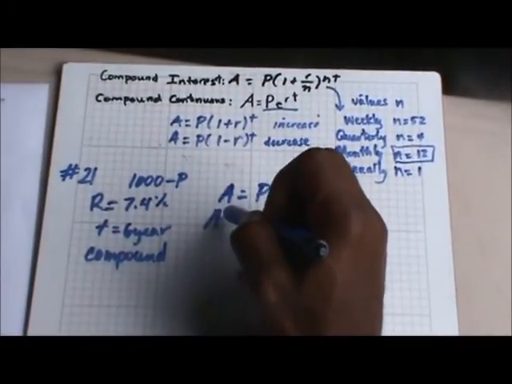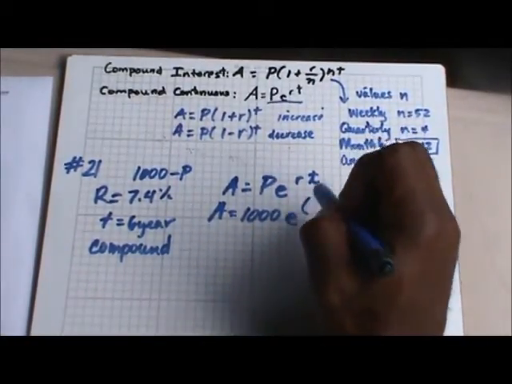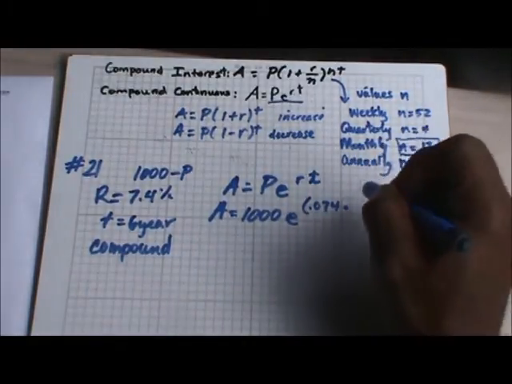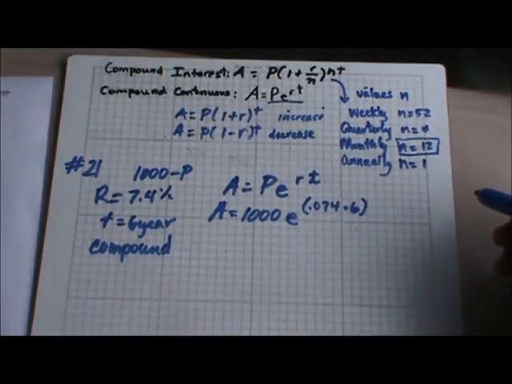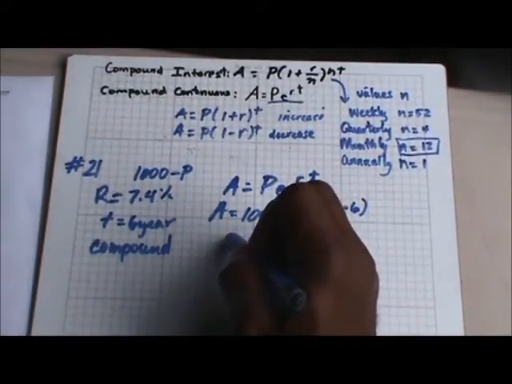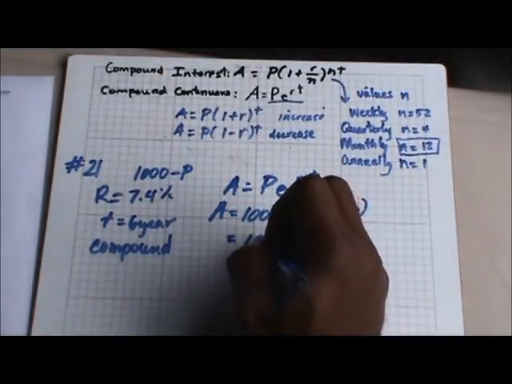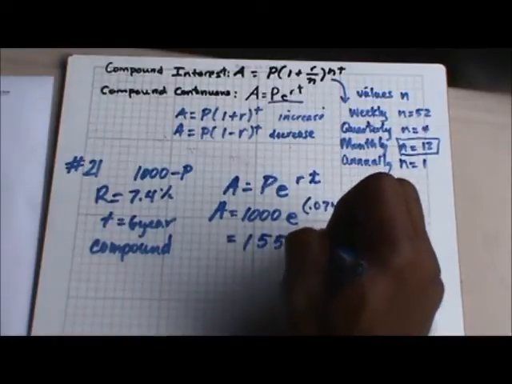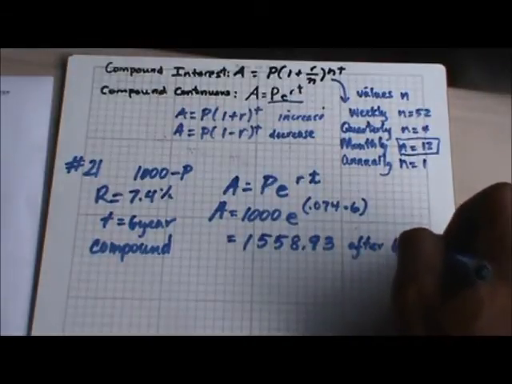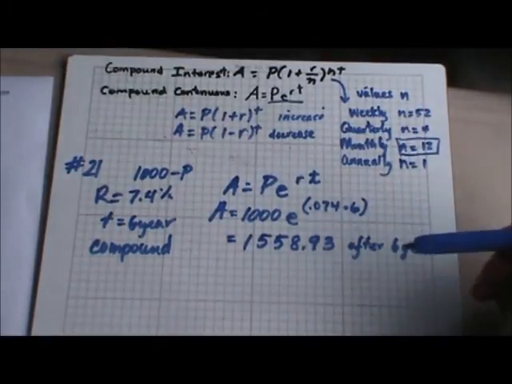A is equal to 1,000 E times 0.074 times 6. If I plug all that into the calculator, for number 21, I get $1,558.93 after 6 years. Now remember, when you're doing these problems in the stamp sheet, you have to show all these steps. Writing this final answer is not going to get you any credit.